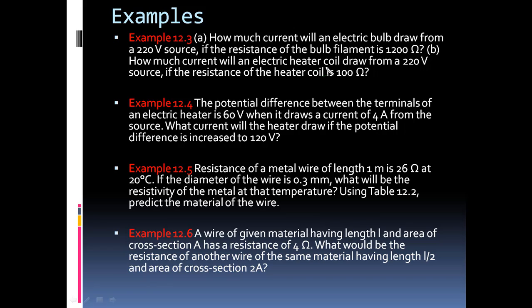So next question. How much current will an electric heater coil draw from a 220 volt, here this is the energy source, if the resistance of the heater is 100 ohm? Same type of question. You need to find out current. So I is equal to V by R. In place of V you put 220 here, in place of R you put 100 here. 220 divided by 100 is 2.2. So 2.2 ampere. That is the answer.